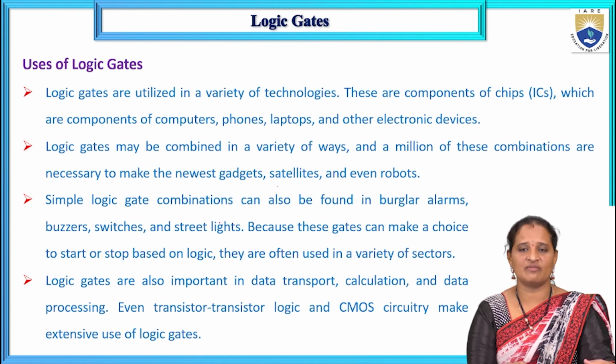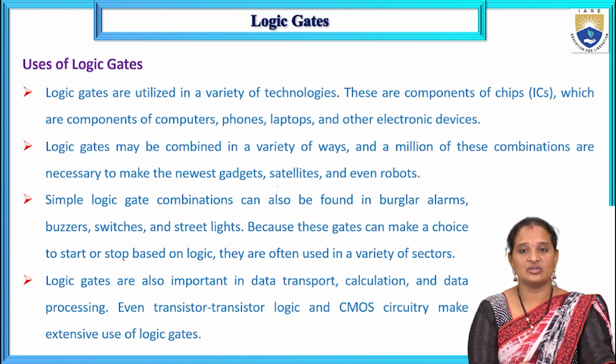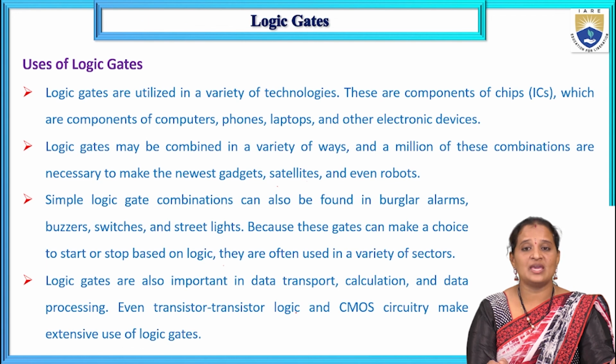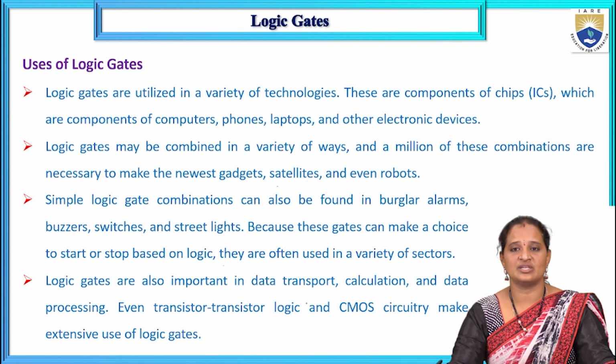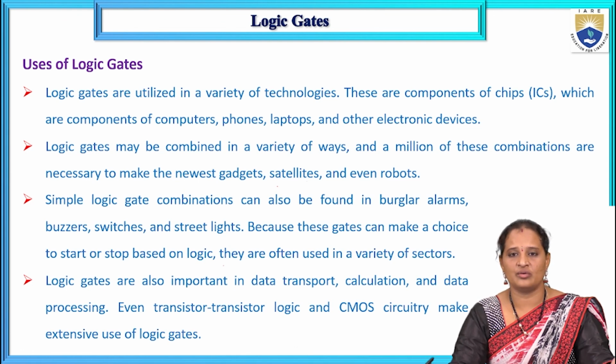These are all applications of logic gates, because these gates can make a choice to start or stop based on logic. They are often used in a variety of sensors. Logic gates are also important in data transport, calculation, and data processing. Even transistor-transistor logic and CMOS circuitry make extensive use of logic gates. So we have TTL logic and CMOS logic, and in all those logics we are using logic gates. These are all the uses of logic gates.